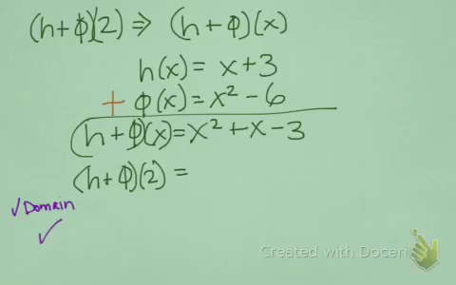The domain is an integer. So we can put in 2 squared plus 2 minus 3. So we get 4 minus 1, or 3.